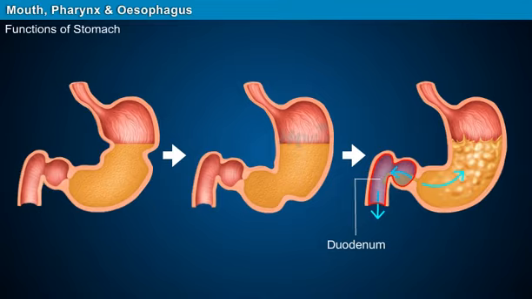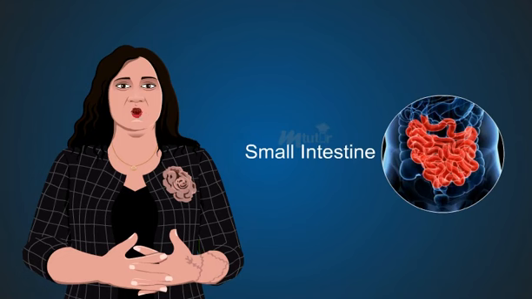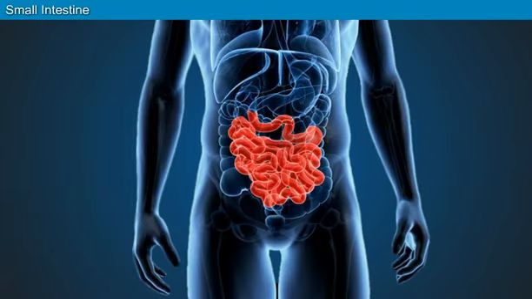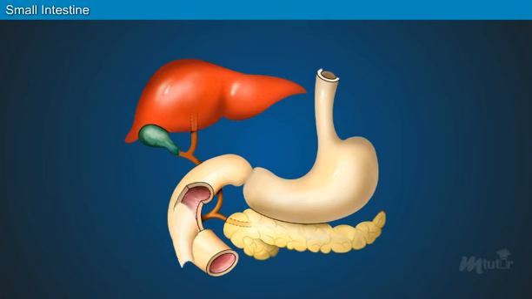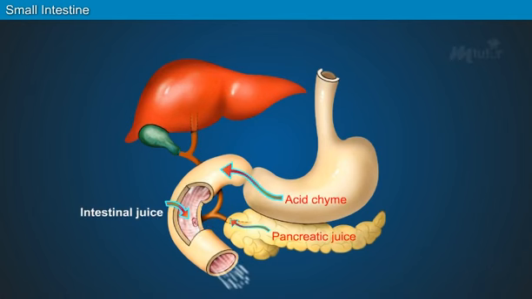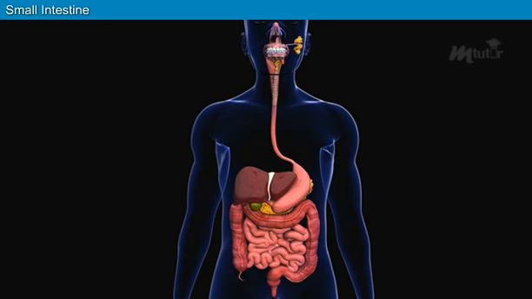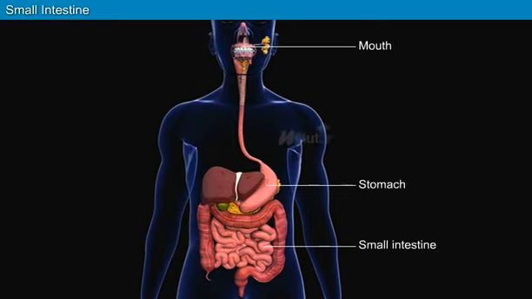The next important organ in the digestive system is the small intestine. The small intestine is the major site of digestion and absorption of carbohydrates, proteins, and fats. Here, the intestinal contents are mixed with intestinal juice and with pancreatic juice and bile. Digestion, which begins in the mouth and stomach, is completed in the lumen and mucosal cells of the small intestine.